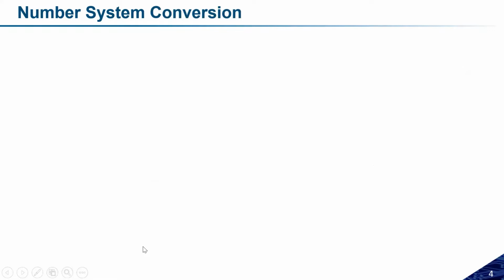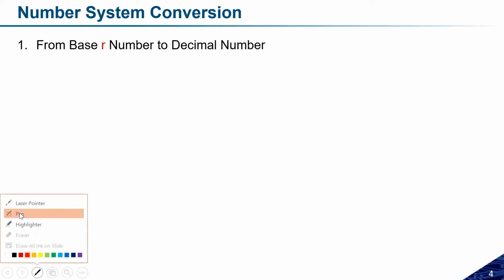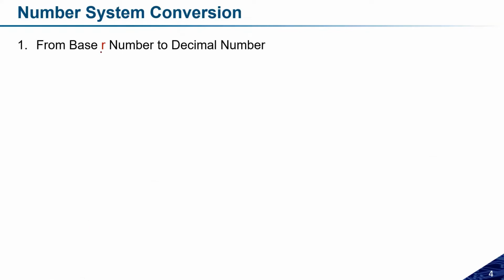Suppose I have to convert a number from one number system to another. There could be three possibilities, because I just told you the decimal number system is the standard kind of number system. So the first possibility is that the information is present in any other base R, and I have to convert it into the decimal number system. This R could be anything. It could be 2, or 8, or 16, depending on which kind of number system we are talking about.